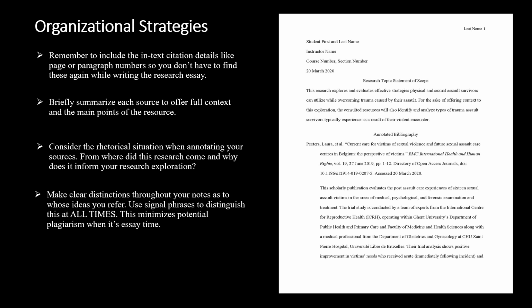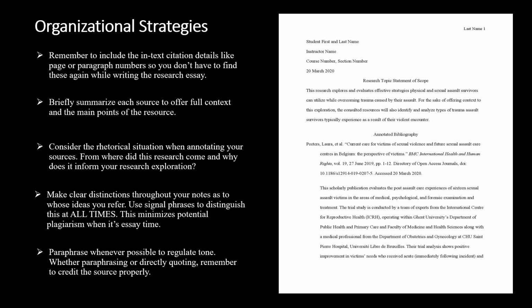Make clear distinctions throughout your notes as to whose ideas you refer. Use signal phrases to distinguish this at all times. This minimizes potential plagiarism when it's essay time. Paraphrase whenever possible to regulate the tone of your annotations and later the tone of your research essay. Whether paraphrasing or directly quoting, remember to credit the source properly. Again, this keeps you from possible plagiarism.